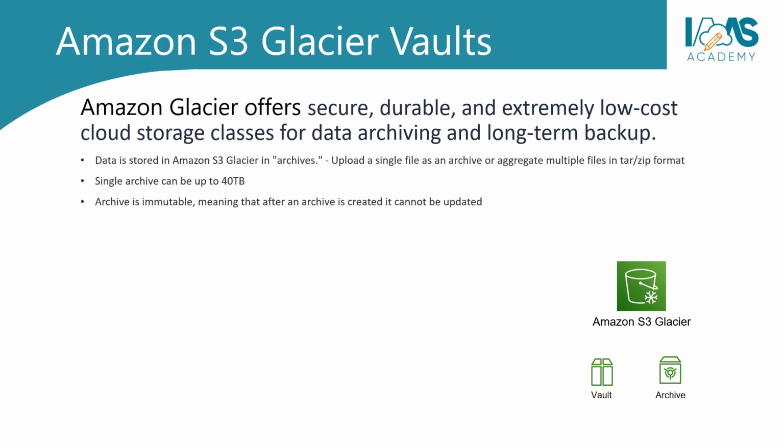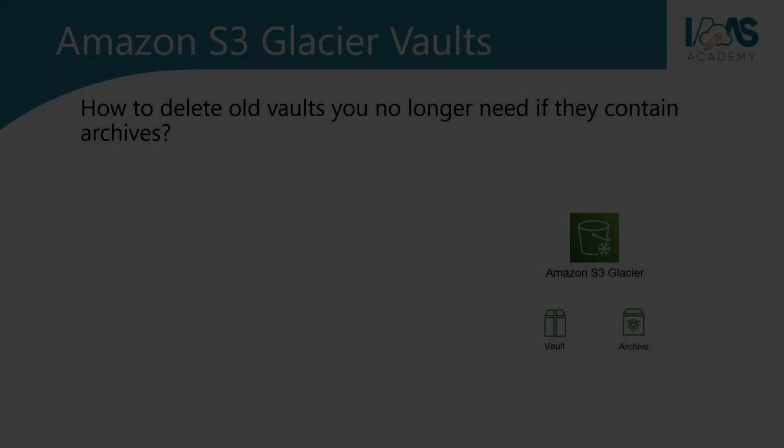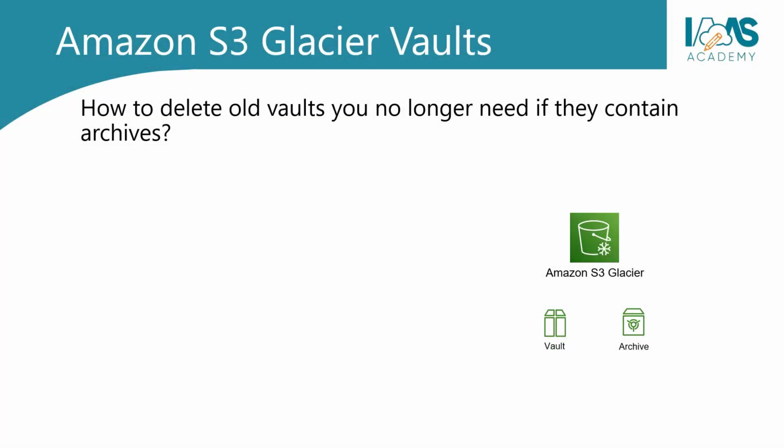Archives are immutable, meaning that once an archive has been created, it cannot be updated, and this helps you meet all of your compliance and regulatory requirements. Amazon Glacier uses vaults as containers to store the archives. Under a single AWS account, you can have up to 1,000 S3 Glacier vaults, and vault logs allow you to enforce compliance controls.